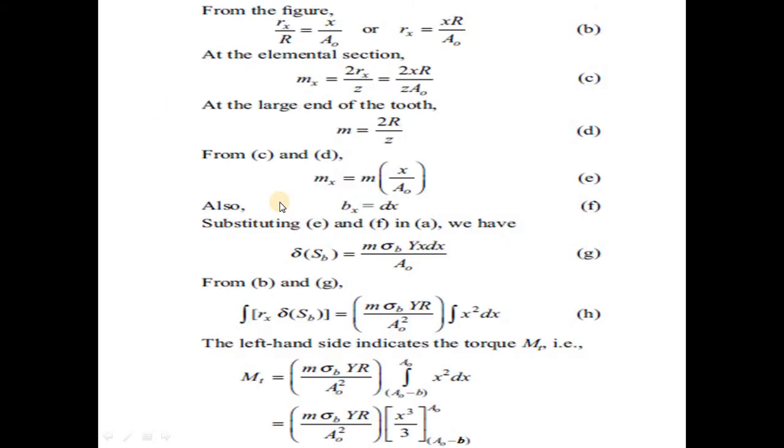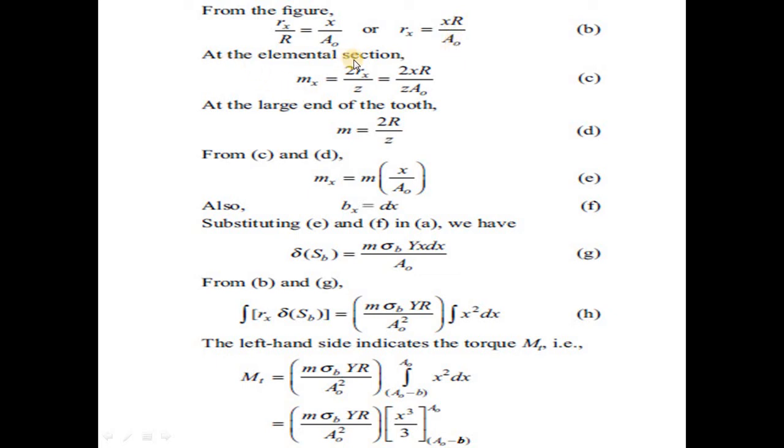That's why here we can take the ratio Rx divided by R is equal to x divided by A naught. That's why here we can say from the figure, Rx is equal to xR divided by A naught. We can rearrange the formula. Rx is equal to, take the R denominator to numerator, xR divided by A naught.